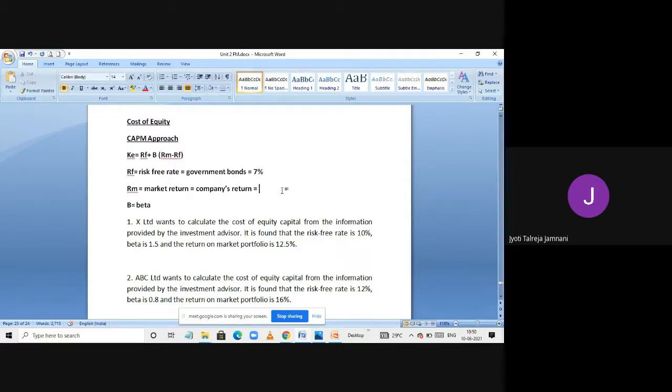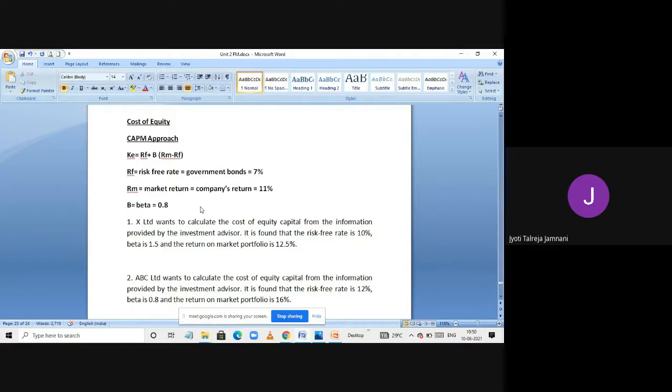So the company has to give a little higher return. So suppose the company decided to give you 11% return. So this is the risky return, the market return or the company return. And now suppose the company's beta is 0.8. Market beta will always be 1. So the company's beta can be less than 1 or more than 1 depending upon the risk.